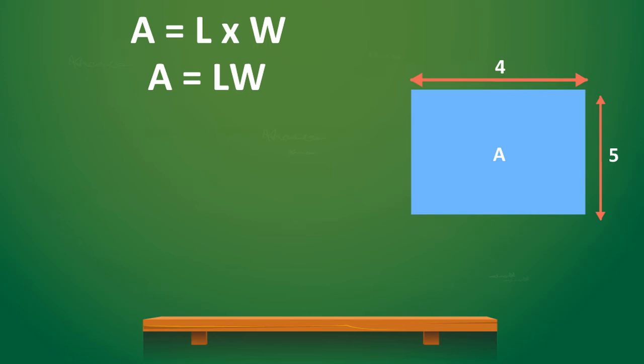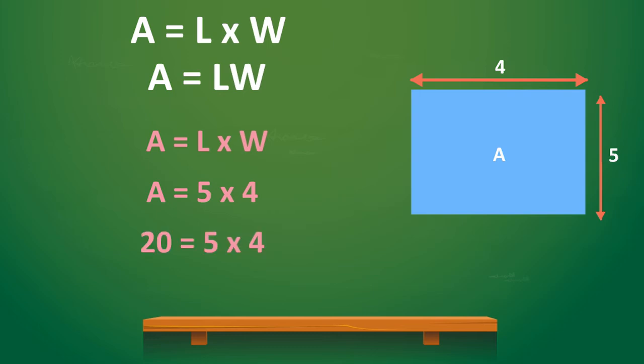Let's see if we can use that formula to find the area of this quadrilateral. So let's pop in the numbers that we do know. We can't put anything in for A, because we don't know what that is yet. But we know that L is 5, so we can put that in there. And we know that 4 is W. So now we have a sum. A is equal to 5 multiplied by 4. Well, 5 multiplied by 4 is 20, so A is equal to 20. See?